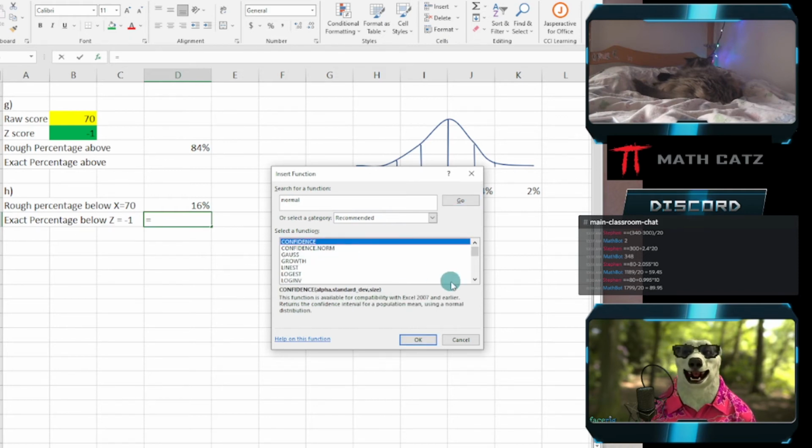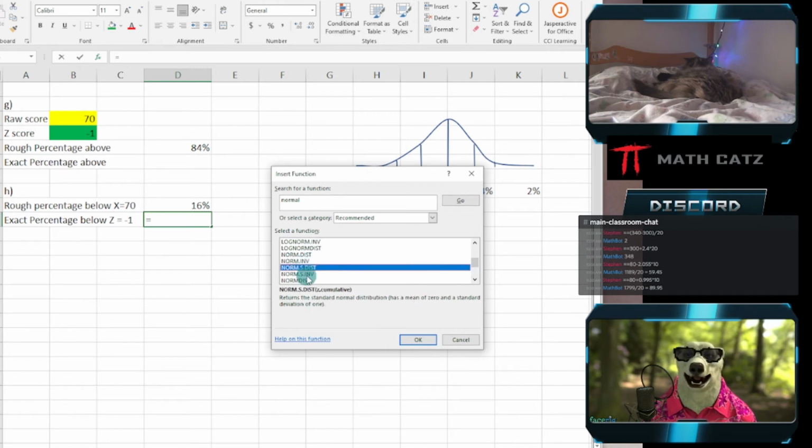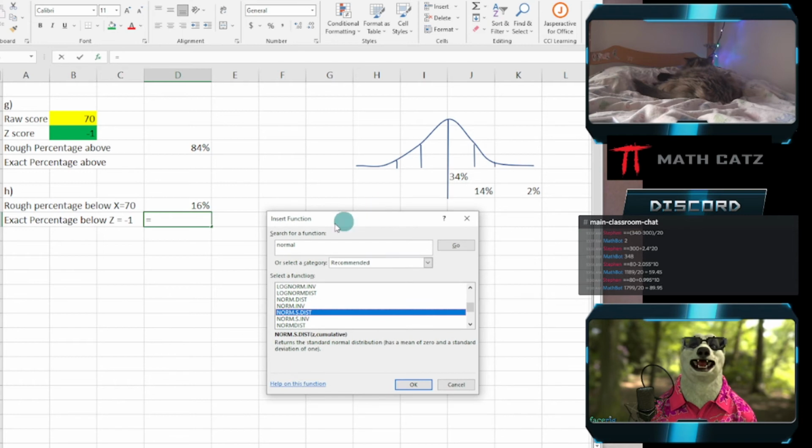I'm going to search for normal. None of these sound right. Normal distribution, standard normal distribution. Those are the z-scores to represent the tables that we're familiar with. Really, it's just looking up the table. So again, I'm returning the standard normal distribution, the probability, the percentage, cumulative, given a z-score. And in this case, my z-score is -1.